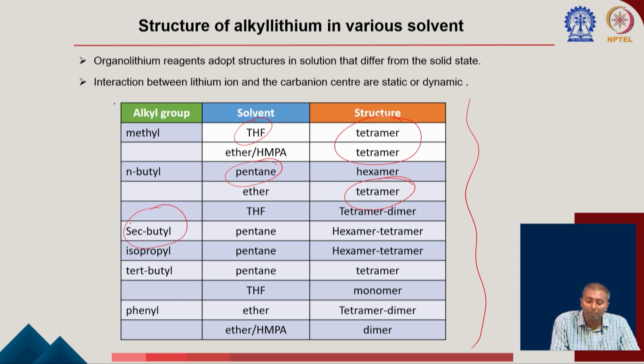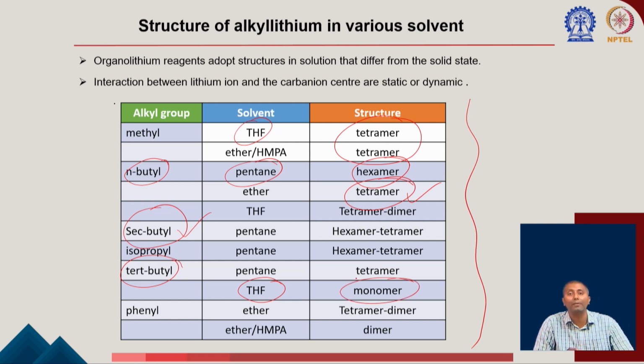Depending on the solvent, the same n-butyl lithium can form a tetramer or it can form a hexamer. A very similar thing happens in the case of sec-butyl or tert-butyl lithium. Sometimes in the case of tert-butyl, if you are in THF solvent, it can form a monomer. The solvent plays another important role here, because these shapes also depend on the solvent structure and on how the solvent forms a coordination with your lithium.